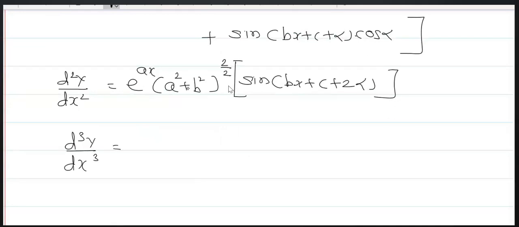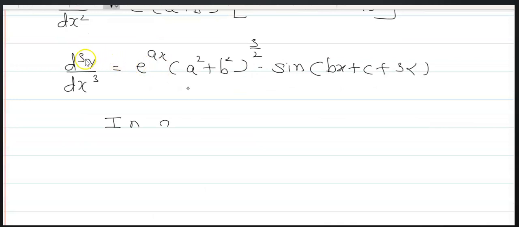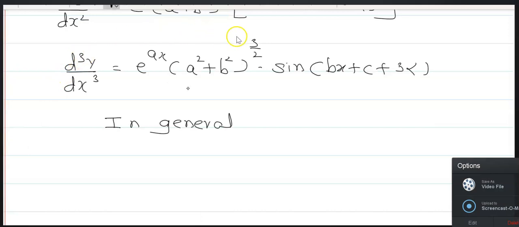And therefore, in general, similarly we can write d3y by dx cube is equal to e raised to x, a square plus b square raised to 3 by 2 and sine of bx plus c plus 3 alpha. This is important. What is the order here? There is a third order. Third order, here is a 3, here is a 3. Therefore, in general, we can write dny upon dx raised to n is equal to e raised to x in bracket a square plus b square raised to n upon 2 sine of bx plus c plus n alpha.